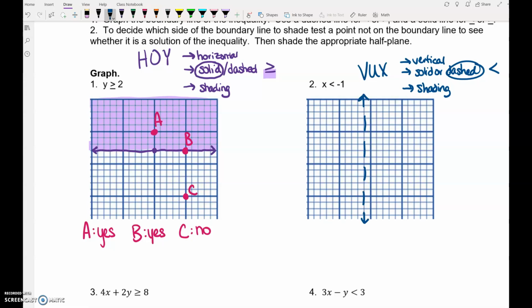Even though it's dashed, don't be lazy. Get arrowheads on the ends. X's this time our shaded stuff. Our shaded stuff needs to be smaller than -1. So right on this line, it's -1. Where are the X values smaller than -1? To the left. So over here.